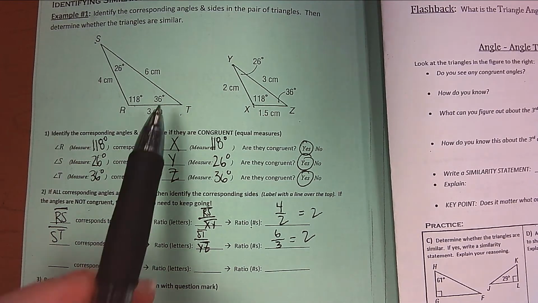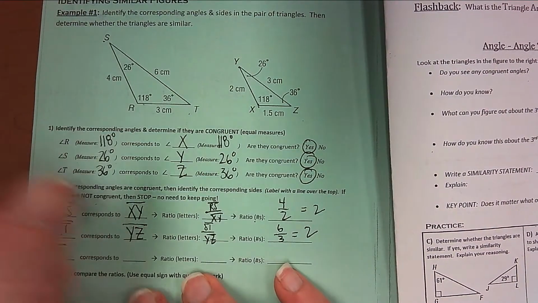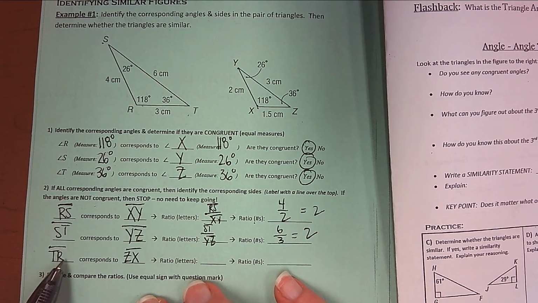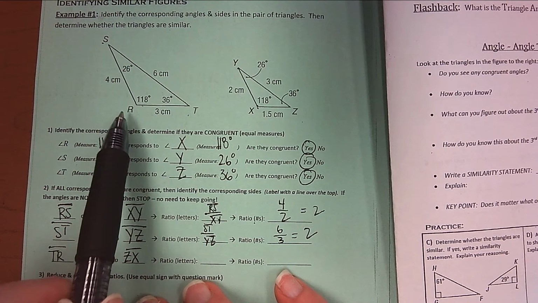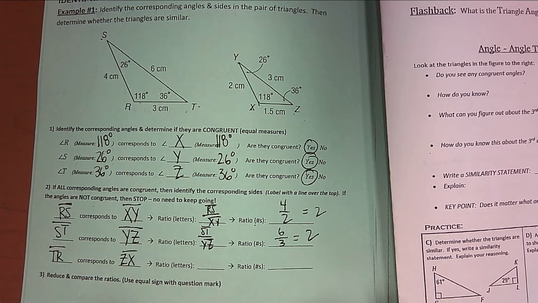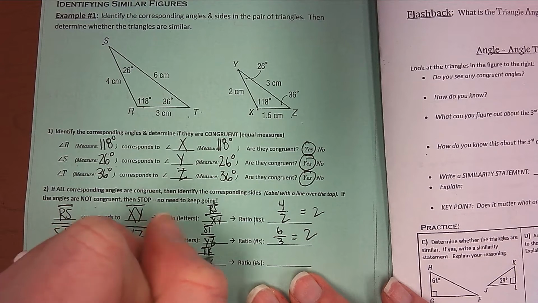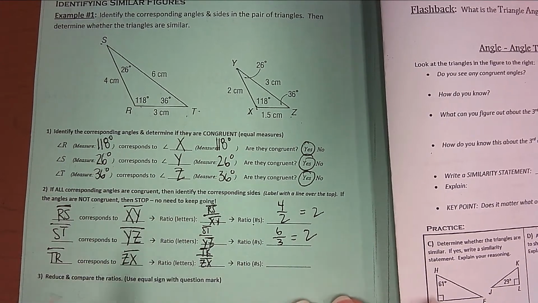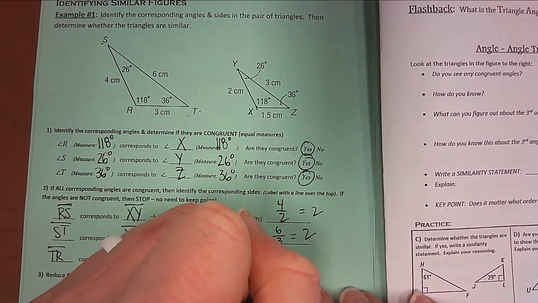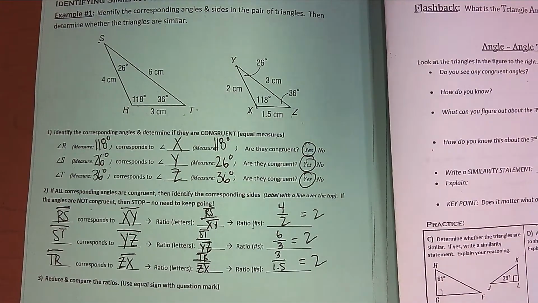And then the last side that we have is TR. It corresponds to ZX. We could write these in the opposite order. We could say RT corresponds to XZ. It just makes sure that whatever order we go in, RT, we also would say XZ, because order really does matter here. So with letters, we would say TR over ZX. Our ratio of those things, TR is 3, ZX is 1.5, so 3 over 1.5, which again simplifies to 2.